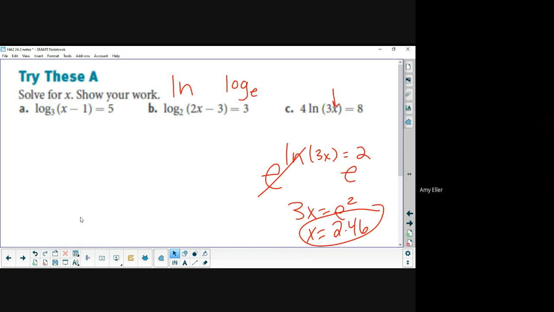Wait, so why isn't the base the same? Like, in the other ones, you had to make the base the same. These both have a base of e, because ln is log base e. Okay. Other questions on A, B, C?